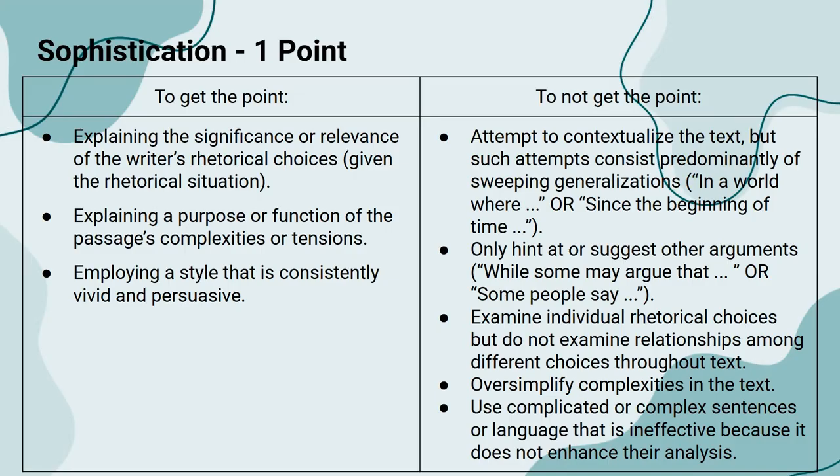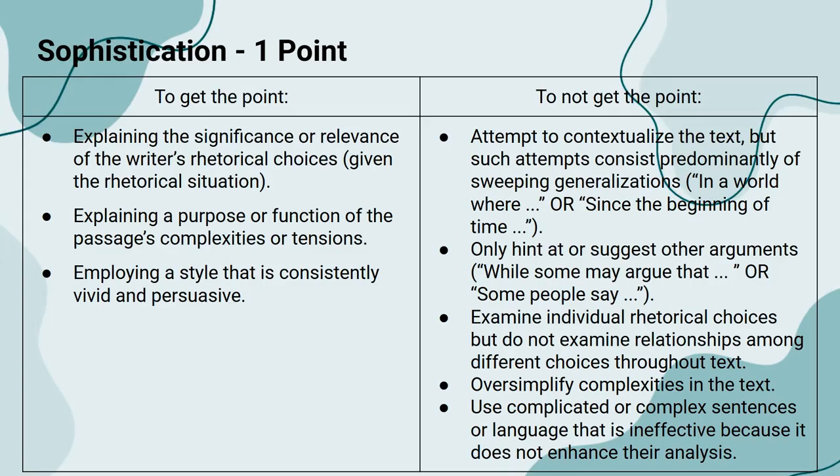Oversimplifying complexities of the text. That's another bad thing. You don't want to be like, oh, this is a rather simple idea, even though it's complex. You want to explain the complexity. You want to dive into it. You don't want to try to simplify it. You don't want to try to lower your own quality. And use complicated or complex sentences or language that is ineffective because it does not enhance their analysis. So this just means not writing that is overly complex, trying to over explain ideas that does not enhance your essay, like using 5 sentences to explain something that you could do in one.